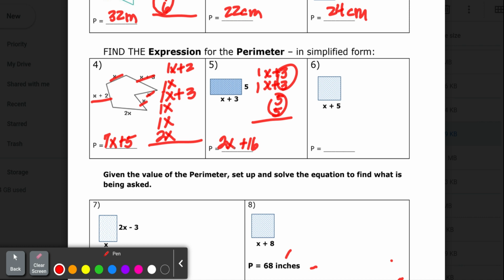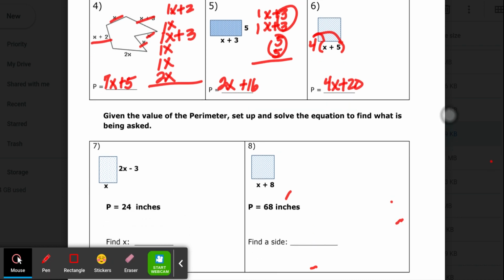All right, let's take a look at problem 6. The easiest thing to do here is just to put a 4 right here in front of x plus 5, since this is a square, and then you're just going to do the hippity-hoppity distributive property. So this would be 4x plus 20.